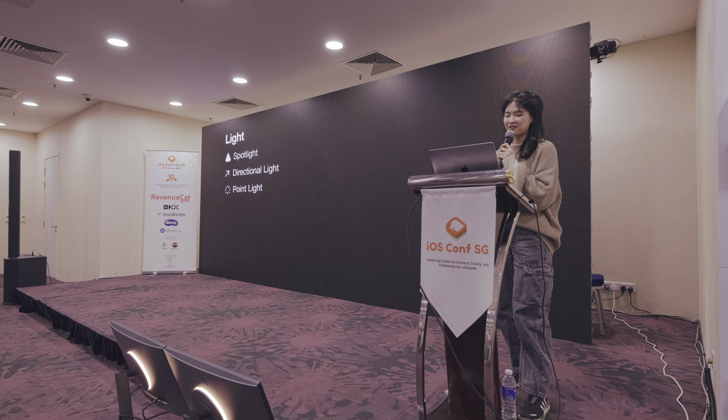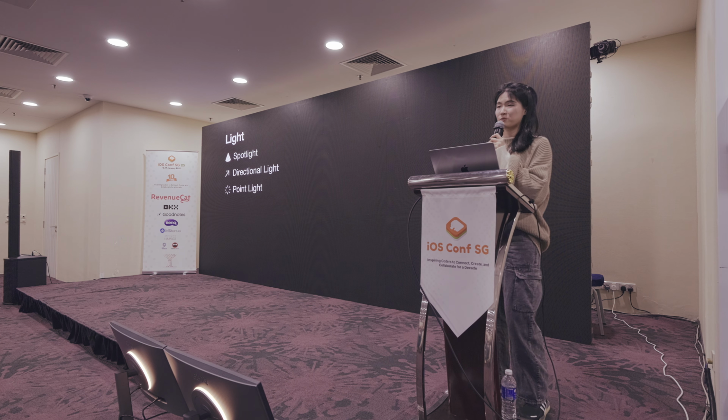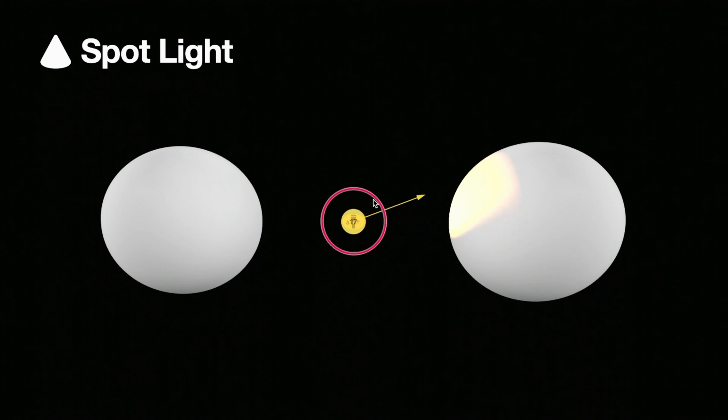Okay, then we have light. I think light is very important. It can make the environment look more realistic and more alive. So here are the 3 types of lights that we can use. First one is the spotlight. It's a cone-shaped light. This only lights up the place that it's pointing toward, like the yellow arrow here.